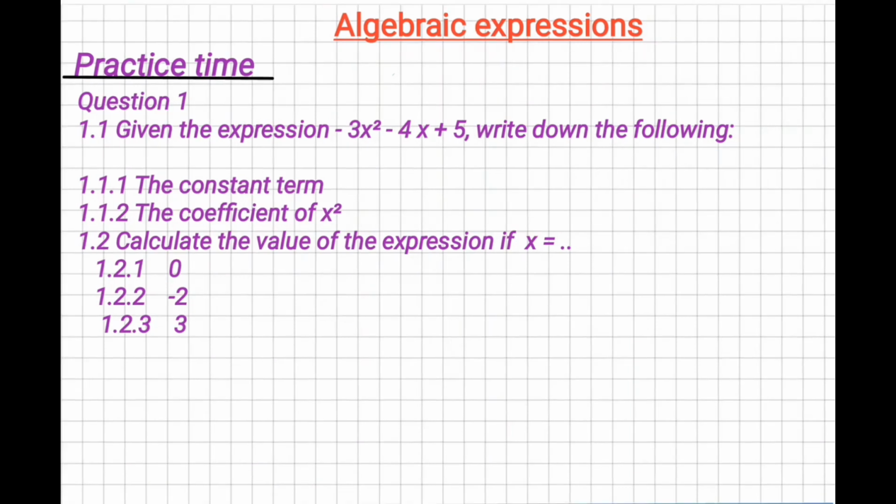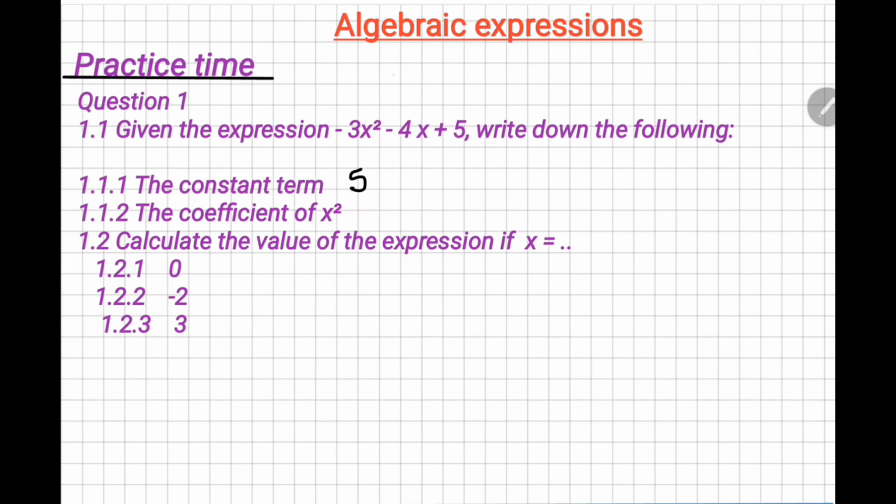Okay guys, so 1.1.1, the constant term. When we spoke about terms, we said there are some terms that have got the same value, they don't change. So if you look at this expression, the constant term will be the one that doesn't have a variable at all. In this case it's a positive 5. So the constant term is 5.